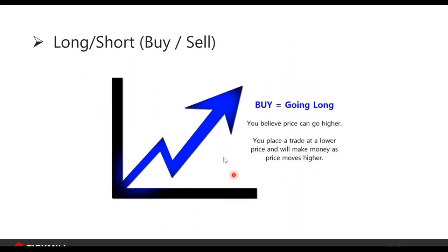First, long. What does it mean when you say long? It means you're buying. Going long, you believe price can go higher. You place a trade at a lower price and will make money as the price moves higher. For example, you buy at this rate, tapos umangat siya, then you start to get profit. And sa Forex trading po, when someone says, I'm long on Euro USD or I'm going long on Euro USD, that means you're buying Euro USD.